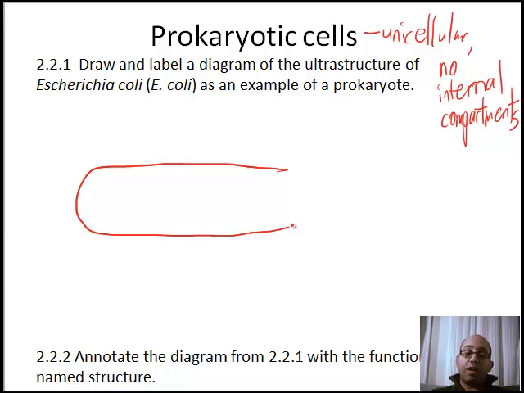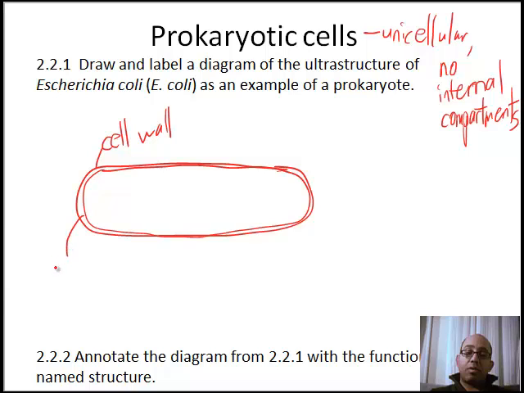Draw something that's like a little rod shaped, and this is the cell wall. Just inside the cell wall, you may be able to see a plasma membrane. Basically, it has two little layers on the outside of the cell. There's usually some kind of little tail on a prokaryote, and that's called a flagella.